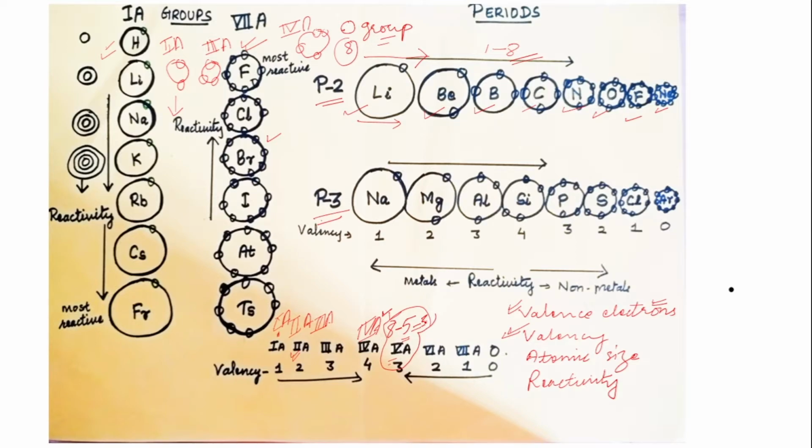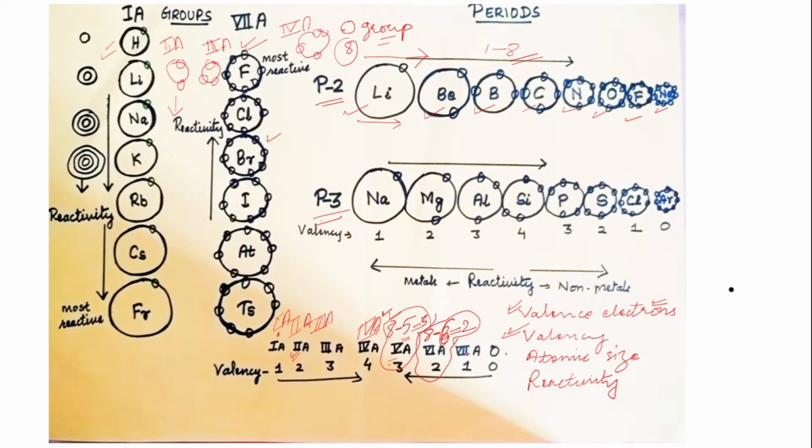Understood? In the same way, for 6A, how do you calculate valency? By subtracting the group number from 8. The group number is 6. 8 minus 6 equals 2. So for 6A, valency is 2, because it is 8 minus 6, where 6 is the group number.